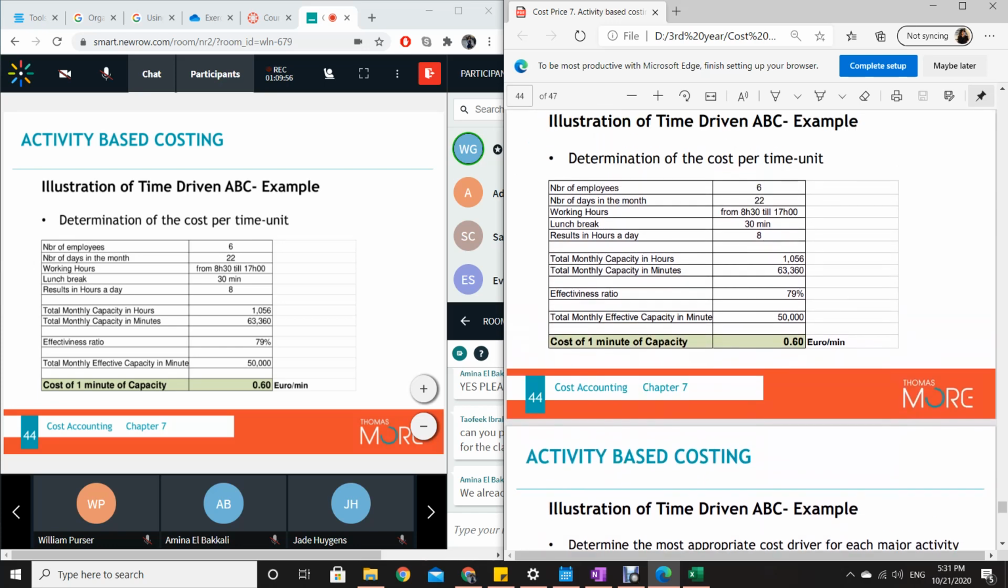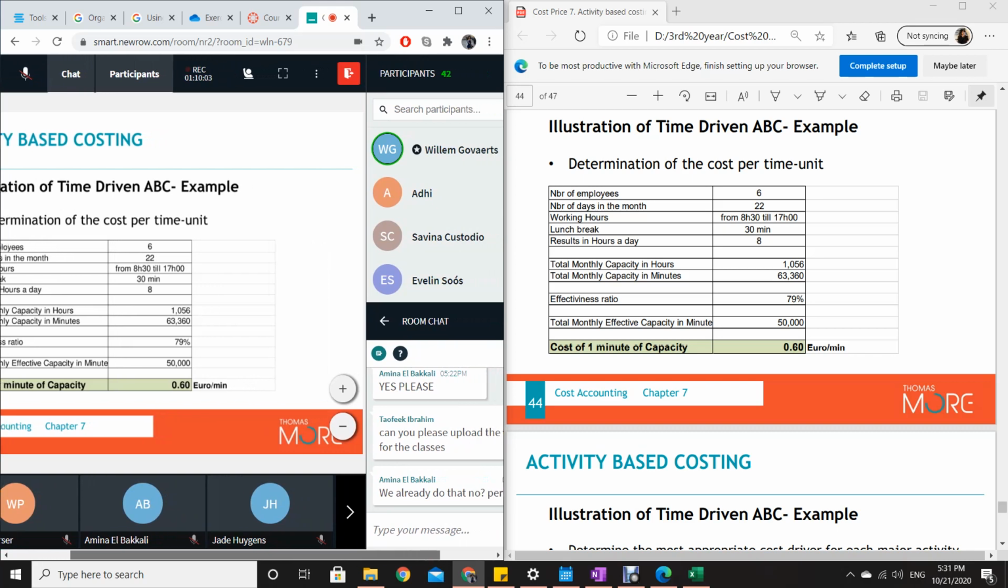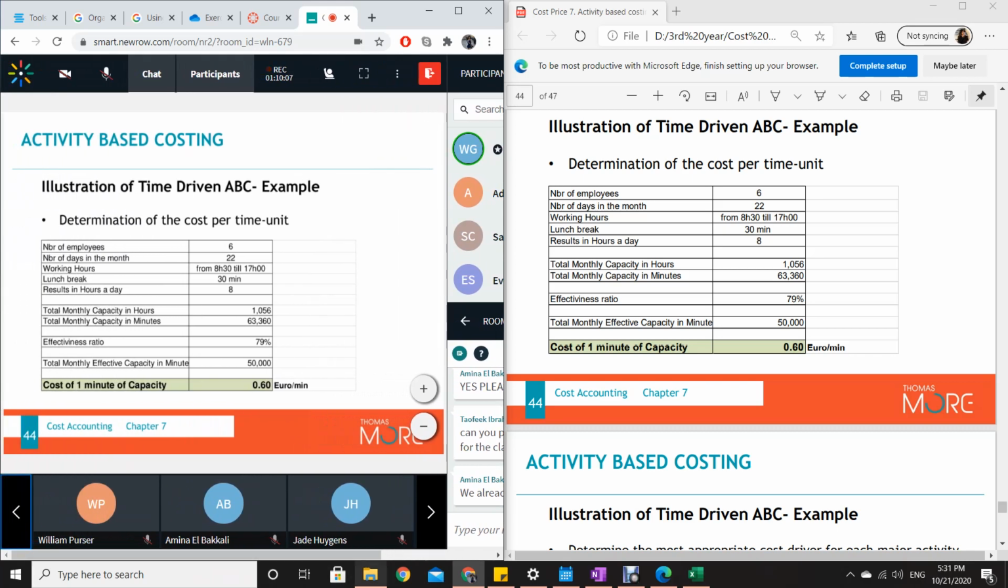So it's 0.6 euro per minute. It's 50,000 minutes, which is the capacity. When you calculate all the time these people have to work on a job, and then you say the total cost is 30,000, then 30,000 divided by 50,000 is 0.60. And you go one step further. Now you're going to see the activities and calculate how much time every job costs.